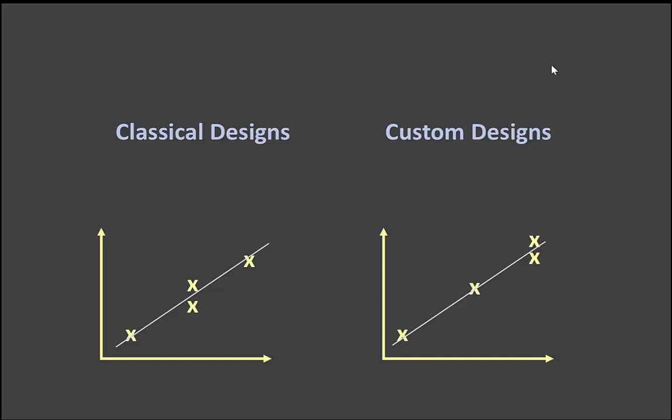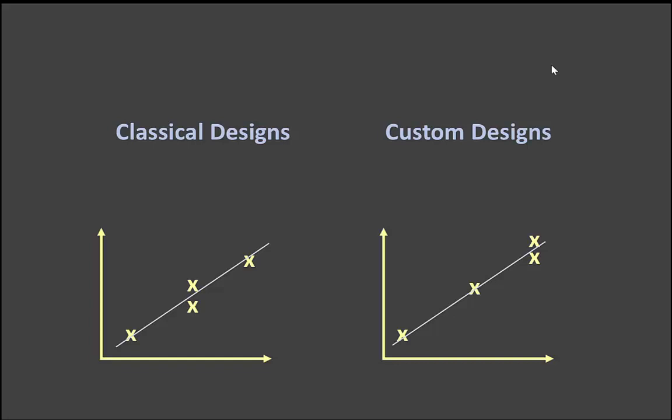Custom designs are computer-generated designs. Because we're doing the analysis on the computer, we're not constrained by the requirements to maintain symmetry. And actually, although the design on the right-hand side might look a bit strange and lopsided, it gives us a slightly more precise answer than the design on the left-hand side. So classical and custom designs is one way of thinking about different types of statistically designed experiments.